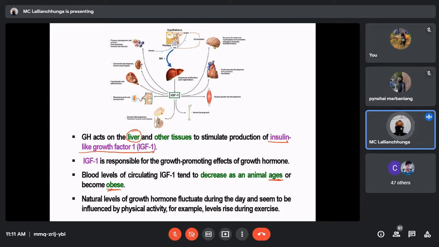Another important point here: natural levels of growth hormone fluctuate during the day and seem to be influenced by physical activity. For example, levels rise during exercise, and during sleep also it has increased. This point is important. Initially I told you that growth hormone is secreted episodically. That means the level will sometimes increase and come down again within one day. But as I told you, that increase and decrease in its secretion is not at regular intervals of time.